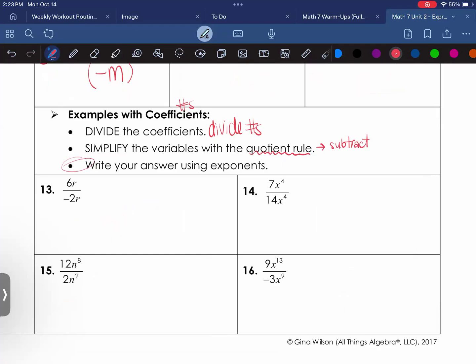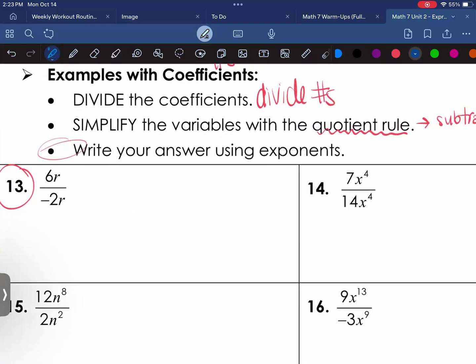So let's go ahead and do number 13. Number 13. First, we'll start with the coefficients. So it says our first step is to divide the coefficients. So we have 6 divided by -2. 6 divided by -2 will be -3. So I'm going to write that.